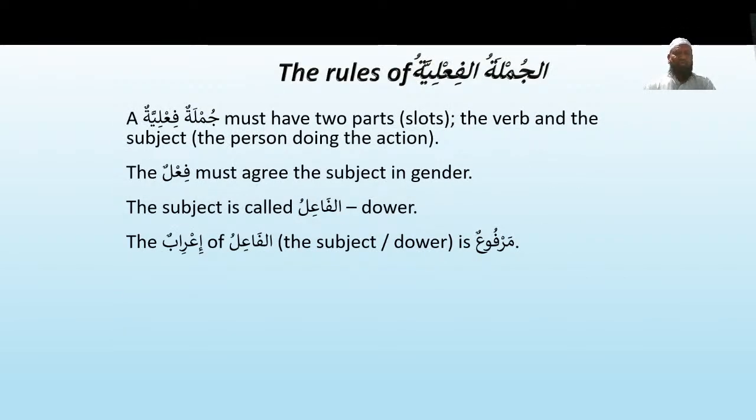The rules of الجملة الفعلية. Number 1, the فعل must agree with the subject in gender. Number 2, the subject is called الفاعل. And number 3, إعراب of الفاعل is مرفوع. Always, whenever we see the fa'il in the sentence, we'll put it in the مرفوع case.